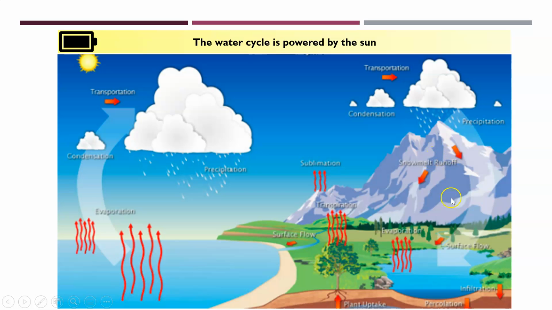We also have percolation over here in the corner and infiltration, and this is how water goes back through the ground and gets filtered as it heads back and recharges where our groundwater is and where our drinking water comes from.